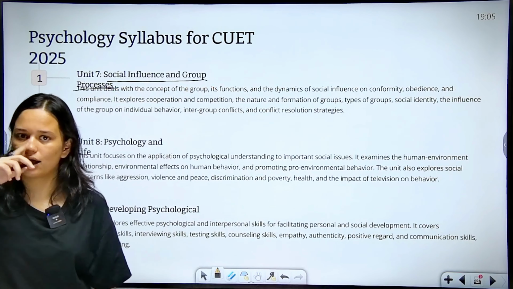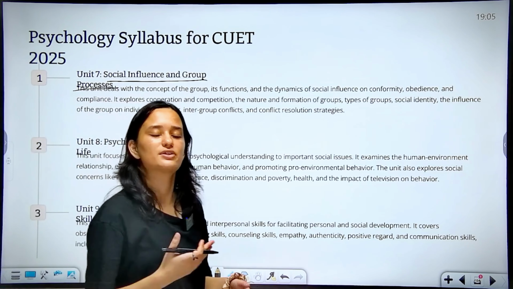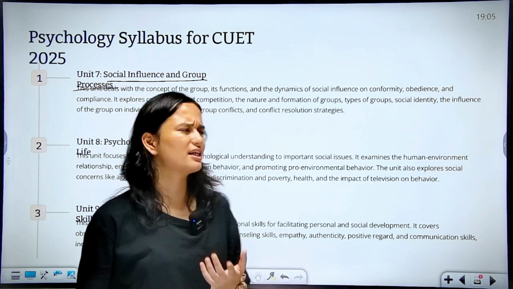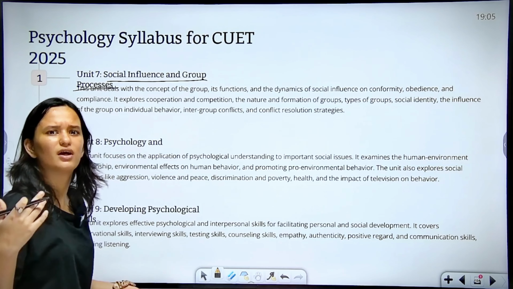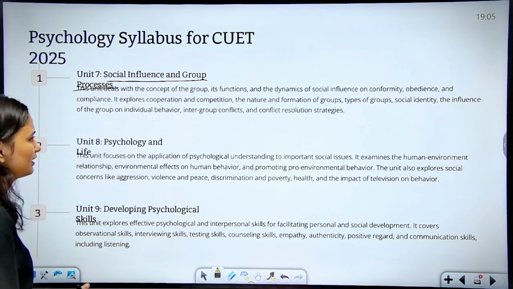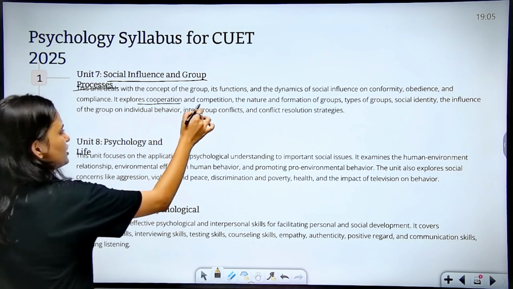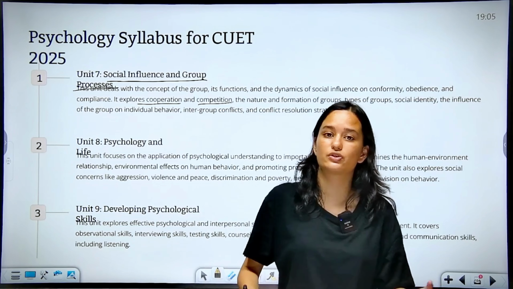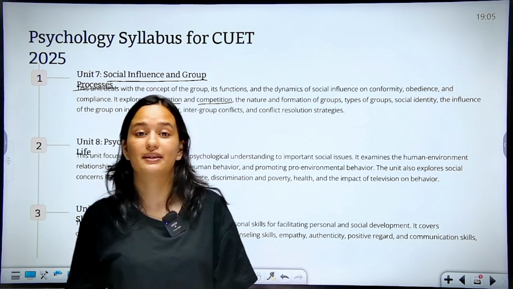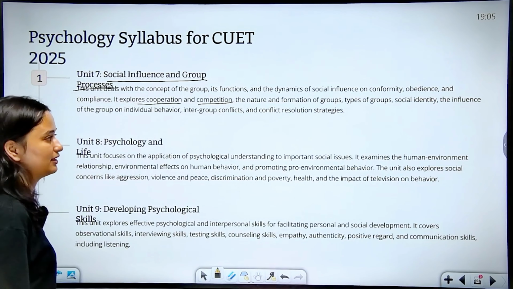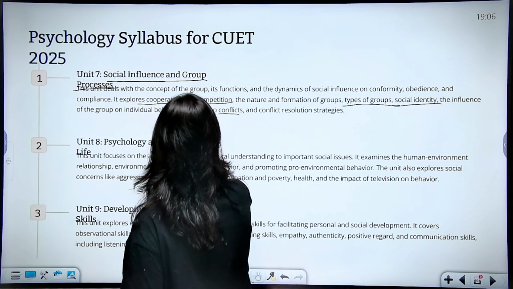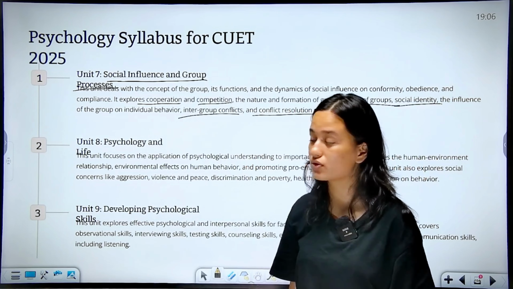It basically talks about how individuals behave in a social condition, what is the influence of a group on an individual, and what is the influence of an individual on a group. You'll study different theories. You'll study the prisoner's dilemma, game theory and everything. You'll study cooperation and competition in a group. In certain situations, individuals will cooperate, but in certain situations, they will start competing with each other. You'll talk about different types of groups, social identity, intergroup conflicts, and how to resolve those conflicts.